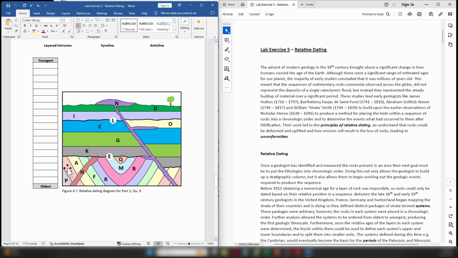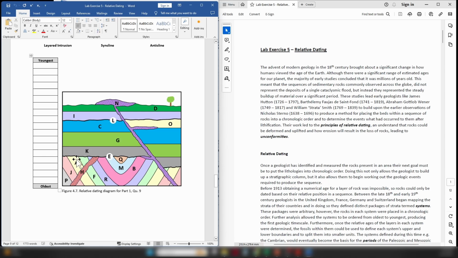The one thing I would ask you to notice is that P, J, A, F, R, B, M, and Q are quite clearly folded. Is H, yes or no? Is it folded? So that's going to help you put H into context of these other layers of rock. So obviously the principle of original horizontality is going to be important here.